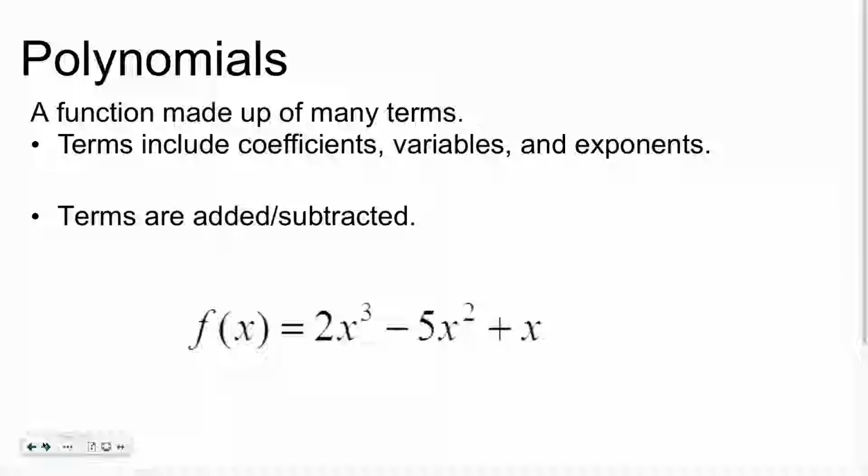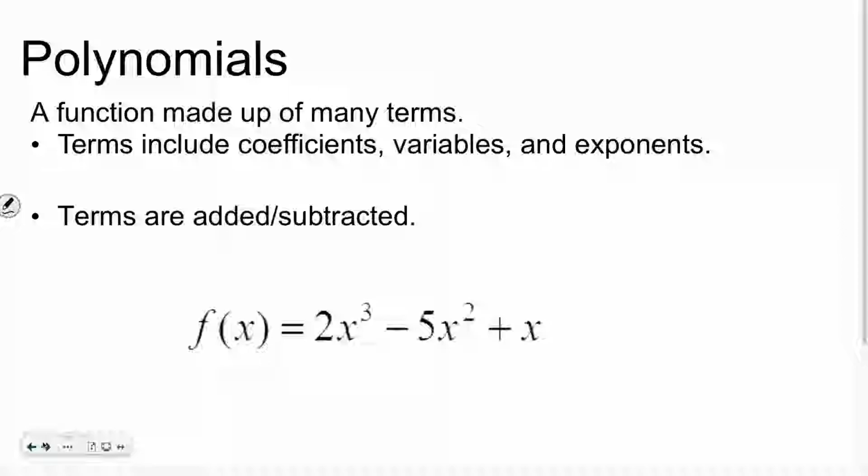So if you think back to chapter 3, we worked with a binomial, and we worked with a lot of trinomials. A binomial has how many terms? 2. A trinomial has how many terms? 3. So you already know a little bit about some polynomials. So it's a function made up of many terms. The terms include coefficients, variables, usually x, but we could use any variable, and exponents.